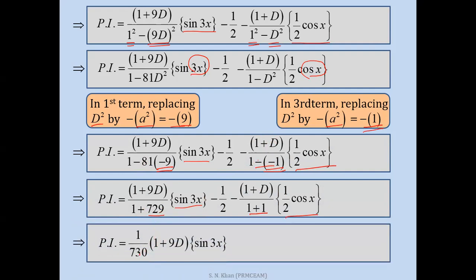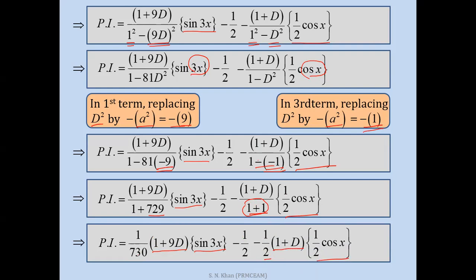तो उसे हम operator के अभी बाहर लिख सकते हैं. Remaining operator is now in the numerator 1 plus 9d. That is the remaining operator. Function as it is, minus 1 by 2 as it is. Now here 1 plus 1 it will become 2, so 1 by 2 is constant. फिर से इसे ऑपरेटर के बाहर ले सकते हैं, minus 1 by 2, and remaining operator it is 1 plus d, and function as it is.